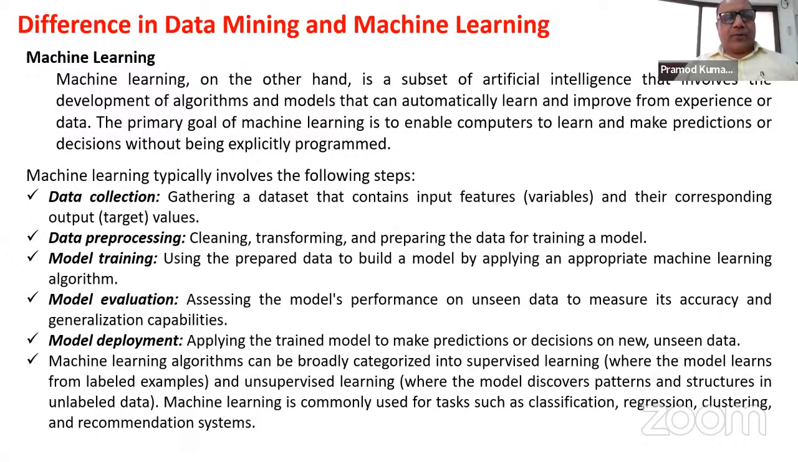Definitely the data has to be there. And if the data is there, it must have been collected from somewhere. So the next step is basically the data pre-processing. You see that this step is exactly the same: cleaning, transforming, and preparing the data for a training model. So it's basically exactly the same.